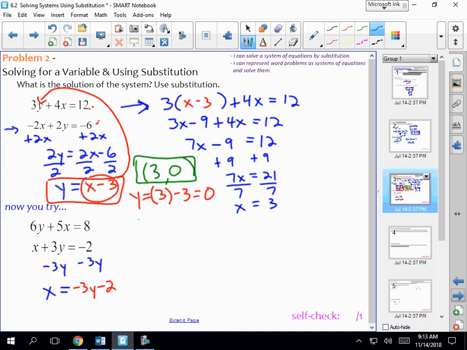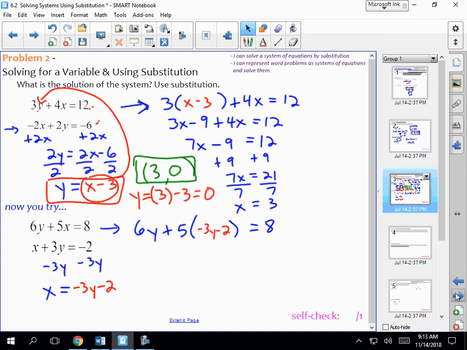So here we have 6y. So we're taking this equation. We have 6y plus 5 times x equals 8. And in this case, x is your negative 3y minus 2. So this time I'm going to solve for y first, and then go back and plug in the y to get my x. So go ahead and try that. Here, you could try that and come look at it.